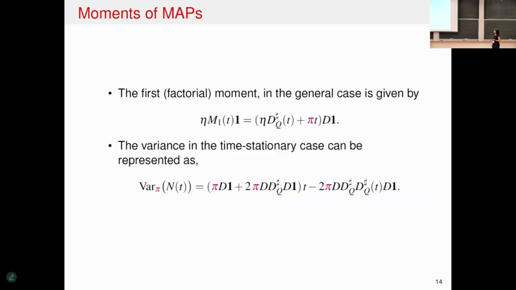Based on that, we can find the first factorial moment in the case that we don't have the time stationary case, which is given by this one. And the variance is the one that is given in most of the papers and in Asmussen's book in terms of the deviation matrix.